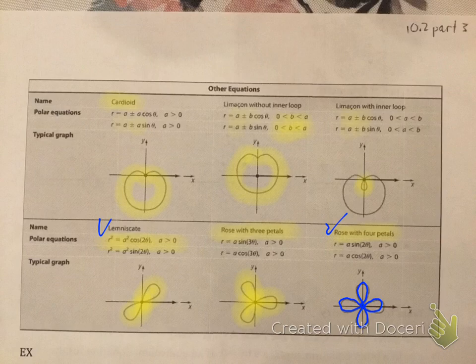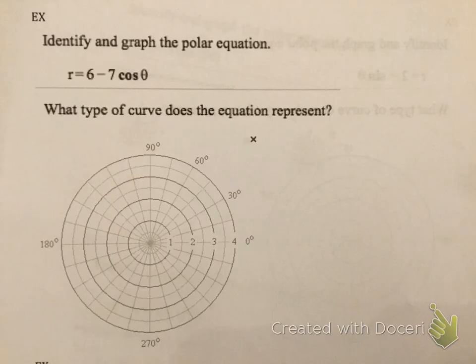Okay, so let's go ahead and check out the next page. We're going to have to actually do some work here. Because I don't want to make this video horribly long, the first one I will go through in detail, and then for the next 2 examples after this, you are going to have to fill the chart out yourself. So let's go ahead and look at this. It says identify and graph the polar equation r equals 6 minus 7 cosine theta.